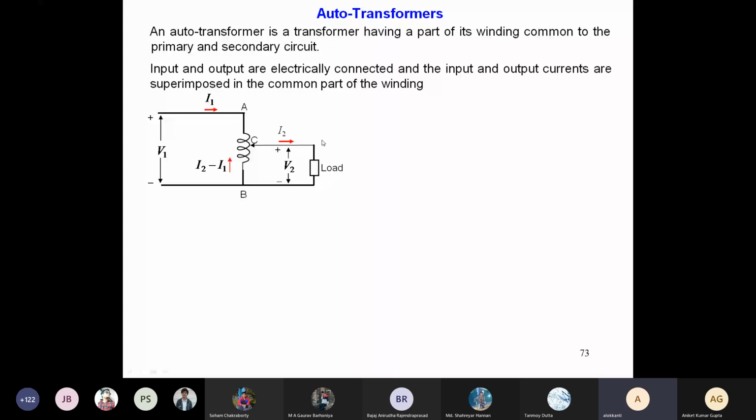Sir, I have a doubt. Instead of this, why can't we use directly a potentiometer and use the jockey to do the same tapping? Like, why are we using a transformer?